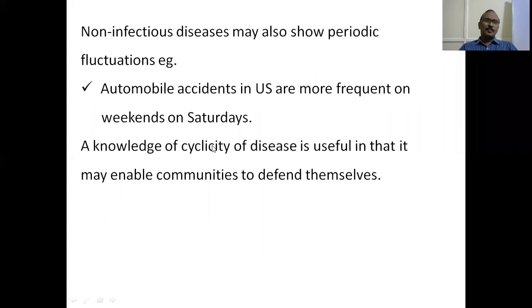Non-infectious diseases may also show periodic fluctuations. Like automobile accidents in the US are more frequent on weekends, on Saturdays. Saturdays are usually holidays as far as the US is concerned, and more people love to travel on Saturdays to their homelands, picnic places, or sites of tourist interest.